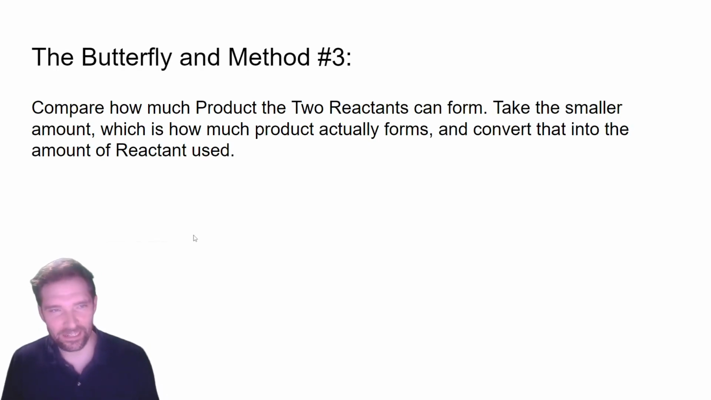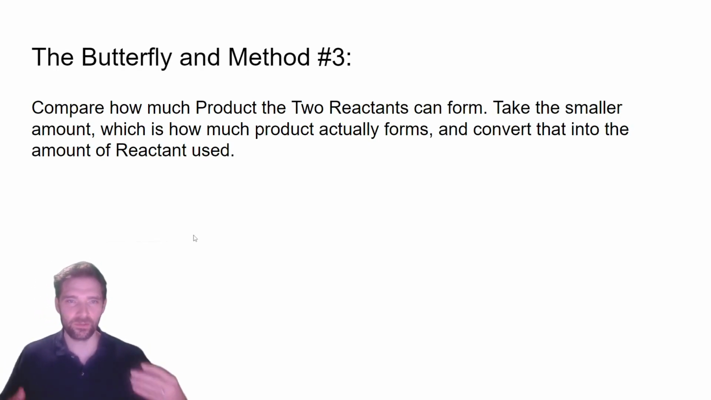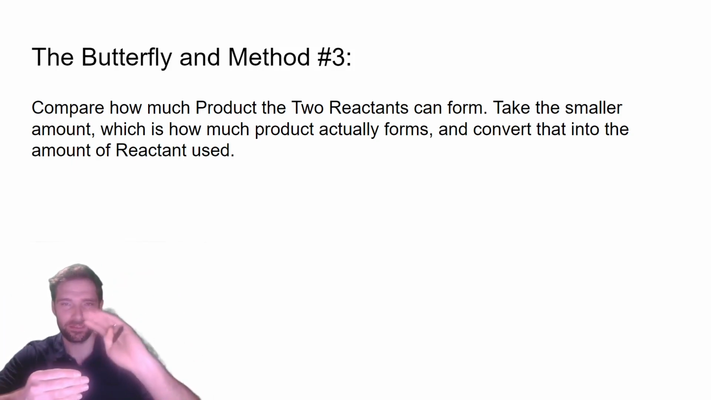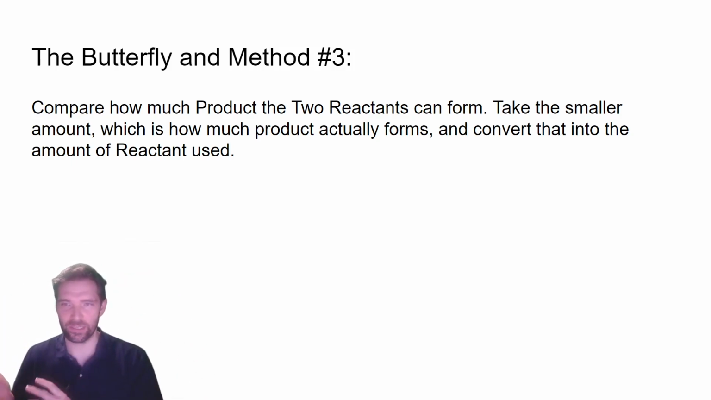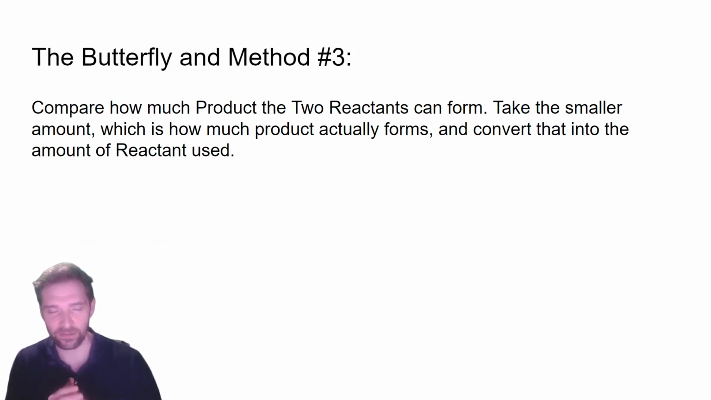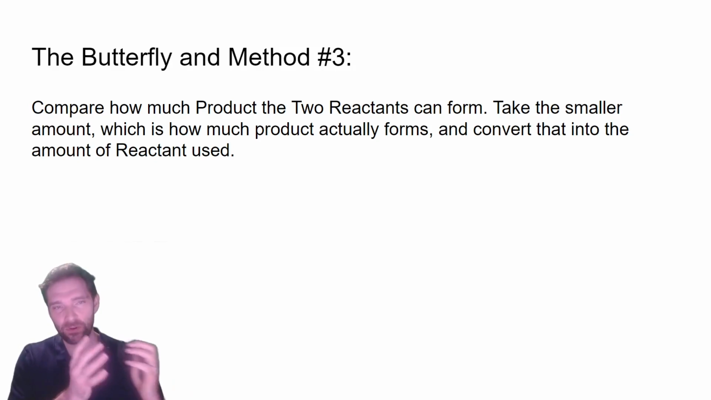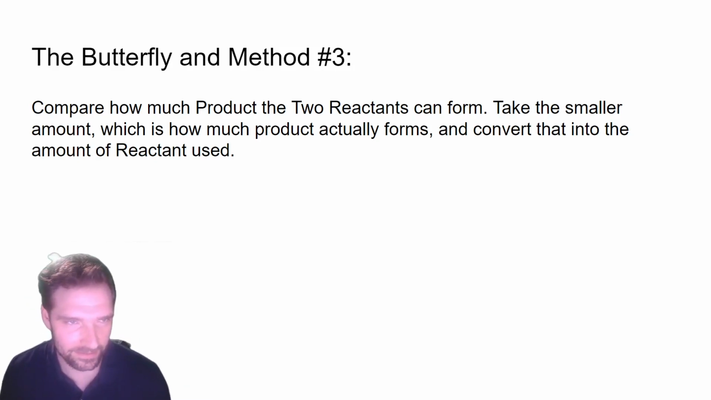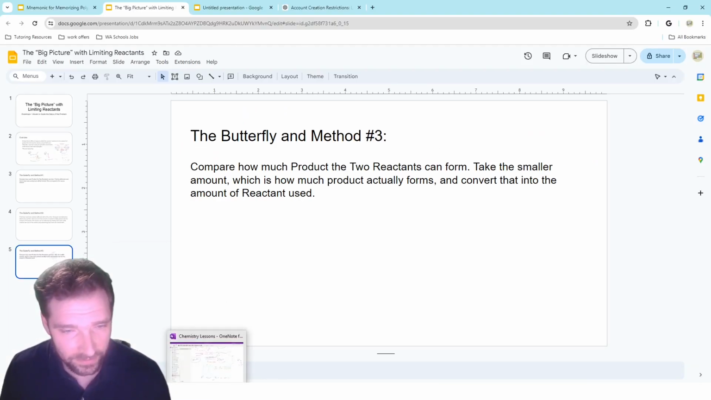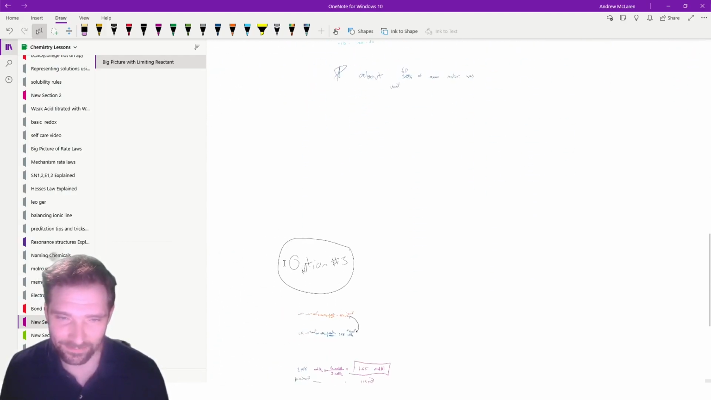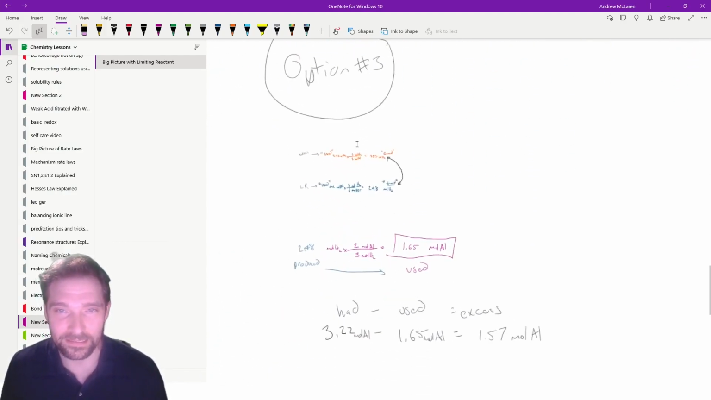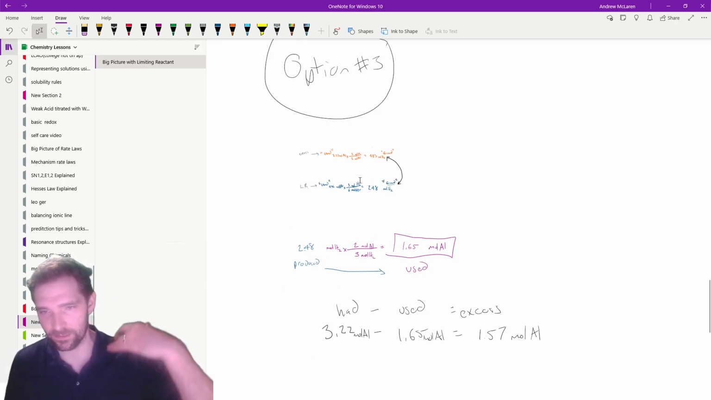So this is a method that I don't use so much, but if you want to, you can take the 2 amounts of product that could be formed, identify which one's smaller, and then just convert that to the amount of reactant that was used. Then you can do a change or final initial calculation to find the excess, considering that we've taken that away from the initial amount to relate that to the excess. This isn't really typically how I do the problems, but this is the same problem as what I just did for option 2.